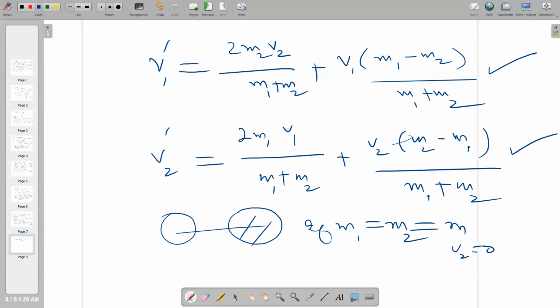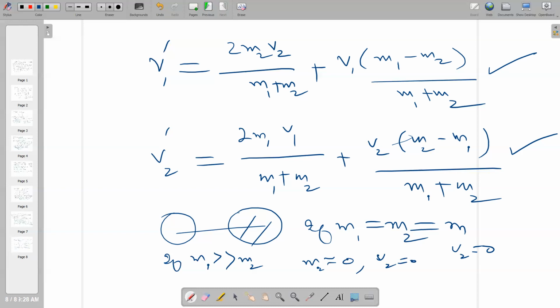So in the same way, if M1 is very, very greater than M2, it means that M2 is approximately 0. Then we will put M2 = 0 and V2 = 0. Then what will be V1 dash and V2 dash? So we can solve this one. Now it depends on the conditions which are given. According to those conditions, we will solve the problems. And this is our elastic collision in one dimension.